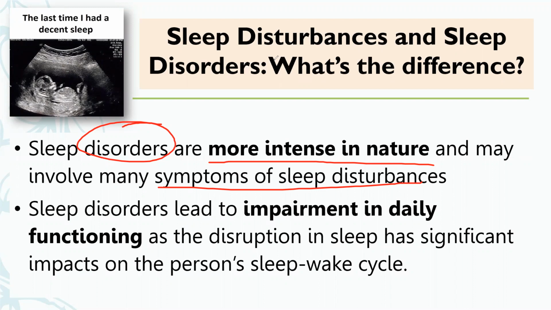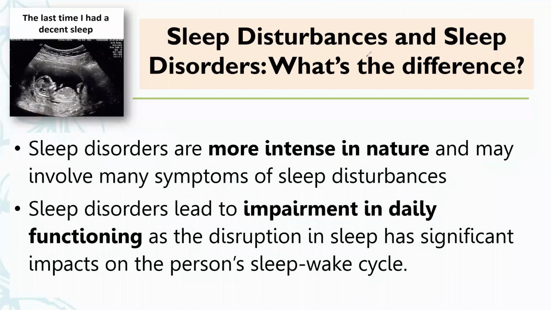Sleep disorders also lead to some dysfunction or impairment in your daily functioning. For example, you lose out on your sleep so much if you have insomnia that you can't go to school. When you have insomnia, you feel so drained that you can't even go to work. It affects your daily functioning in terms of how you live your life. So that's basically the main difference between a sleep disturbance and a sleep disorder.